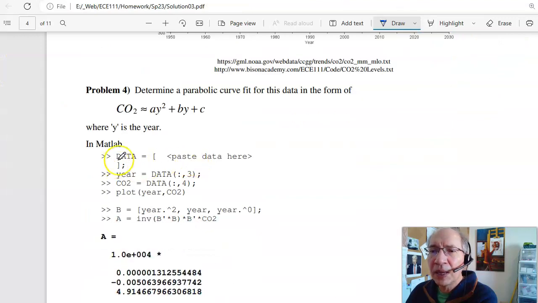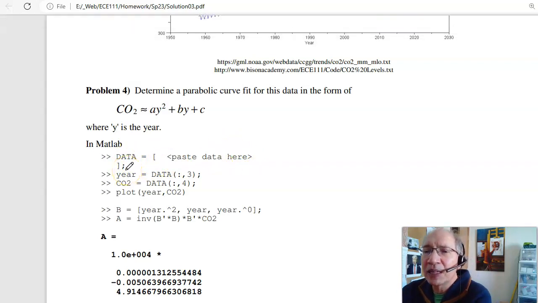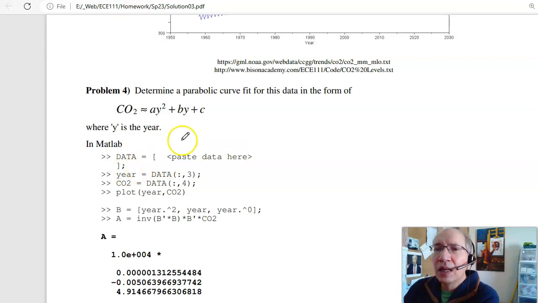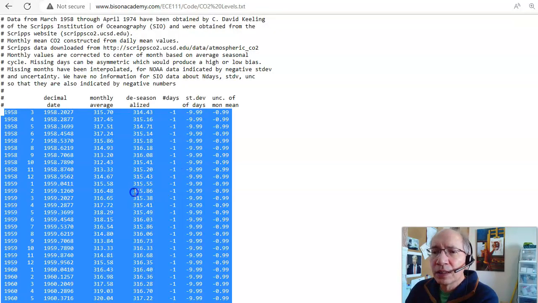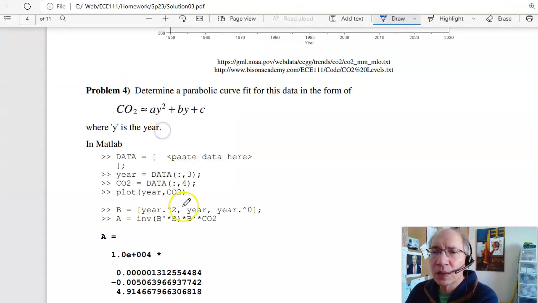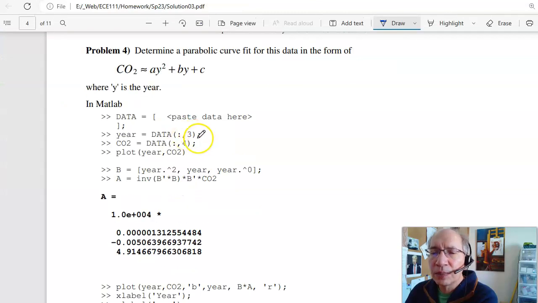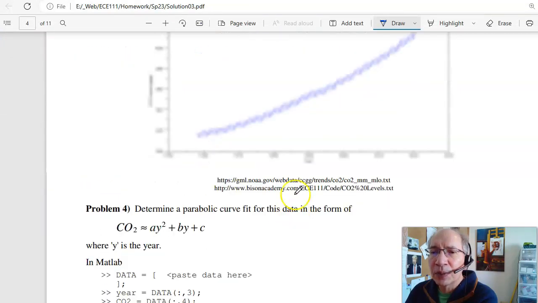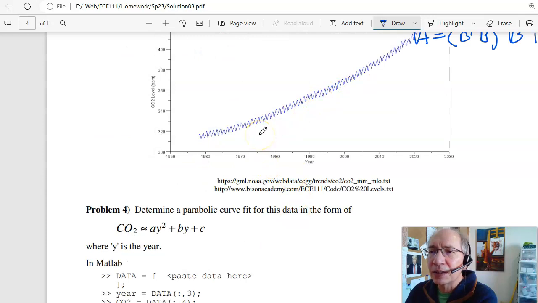Then in MATLAB, I can say data equals square bracket, start a matrix, paste the data there, end of matrix. All my data is now in MATLAB. Recall with the data, the third column was the year. The fourth column was CO2 level. So if I pull up the third column versus the fourth column and plot them, that's the data that I get.